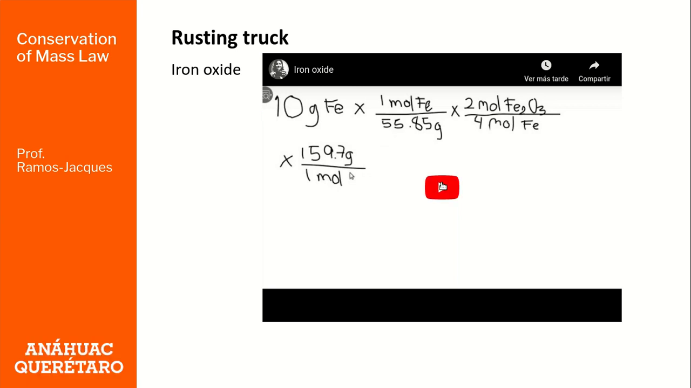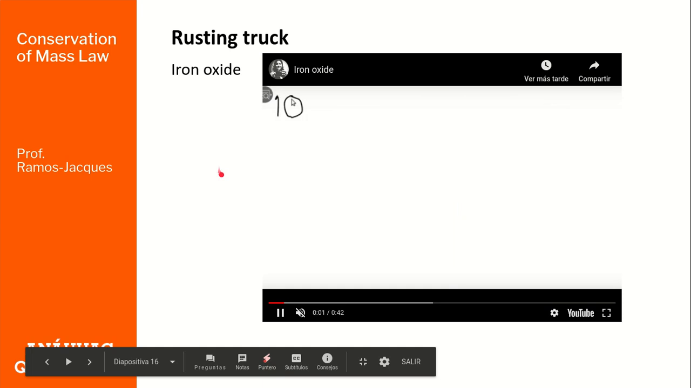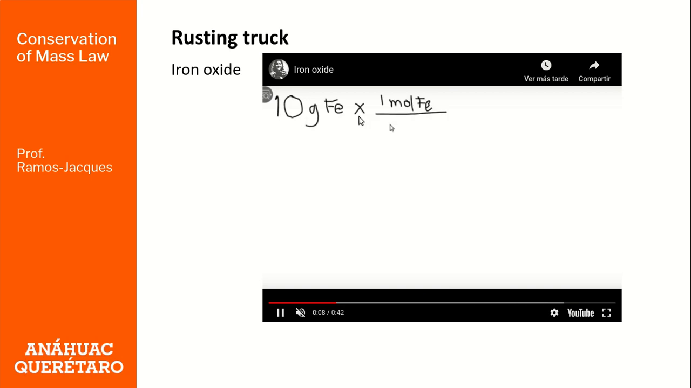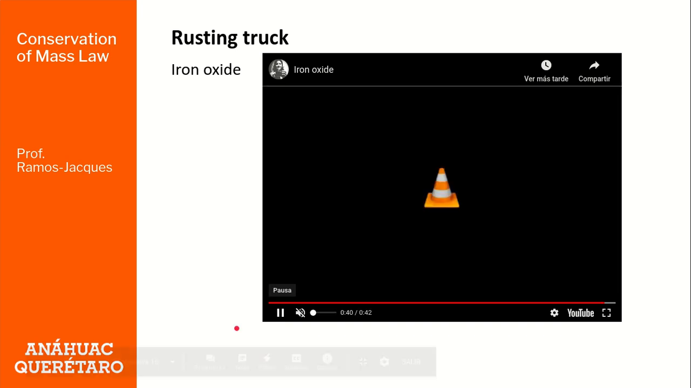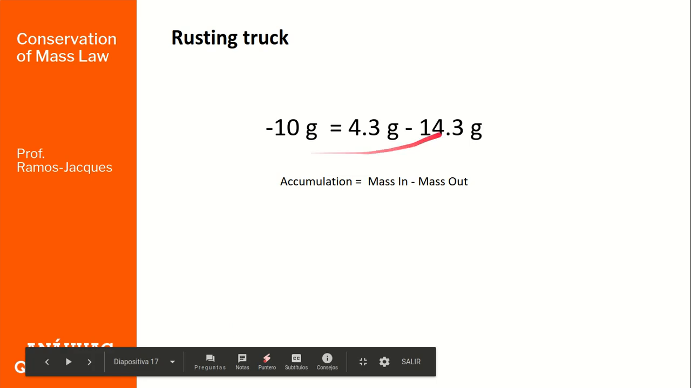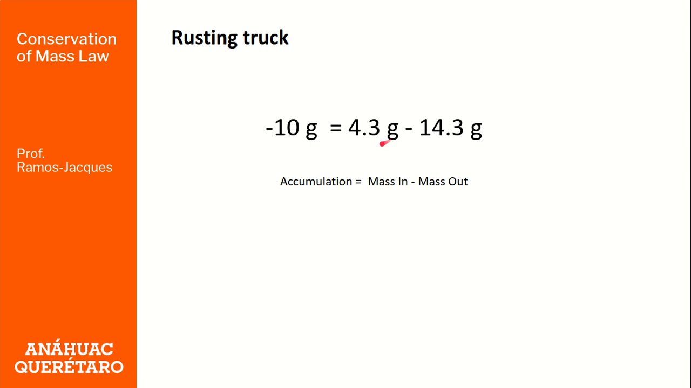You have here 10 grams of iron times the inverse of the molecular weight of iron, and then the molar ratio of the oxidation equation, and then the molecular weight of iron oxide, and then you have grams of iron oxide here. So next, in the balance, the oxygen has 4.3 grams minus 14.3, and this is obviously 10.